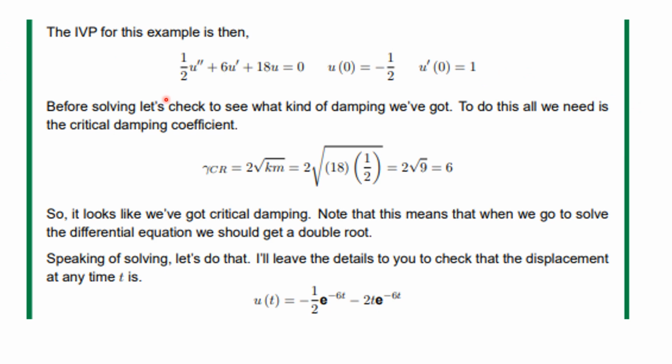So there was the IVP again, and we can check to see that the damping coefficient was 6, so we have critical damping here. That means we're going to solve the differential equation, but this time we expect to get a double root. If we solve this, and you should do these details because it's good practice for the midterm and for the final, u of t is going to be minus 1/2 e to the minus 6t minus 2t, there's the t, e to the minus 6t.